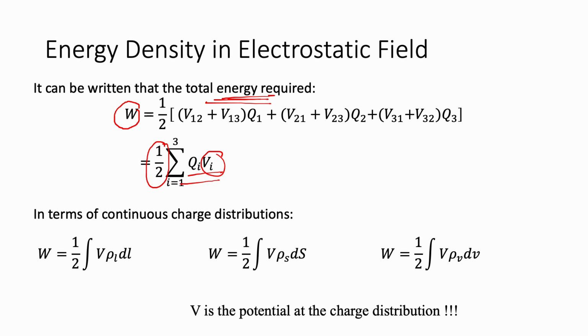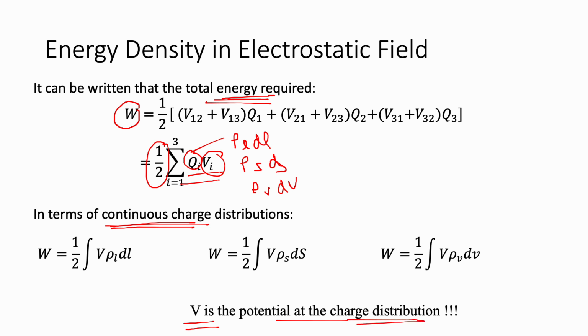So in terms of other continuous charges, you have to replace the value of Q with rho L dl, rho S dS, or rho V dV. Remember, V is the potential at the charge distribution.